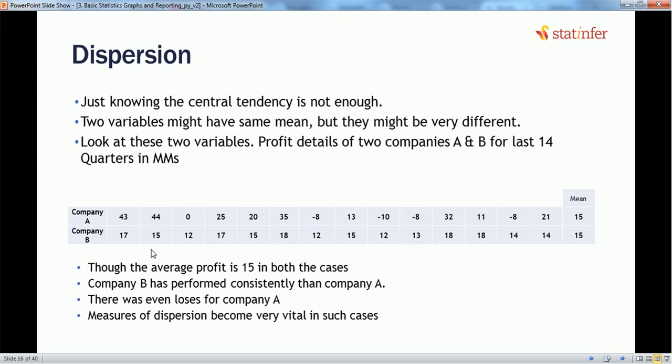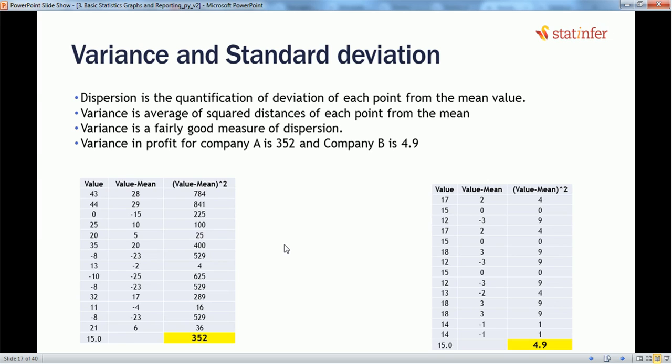This is a simple example, but what it signifies in a statistical way is that the measure of dispersion becomes very vital in such a case. The dispersion means the range, which for company A stretches from -8 to a maximum of 43, and that's very important. But for company B, the dispersion goes from 12 to a maximum of 18, so the range of fluctuation is just 3. We will now see how the dispersion can be calculated, or what the other measures are.